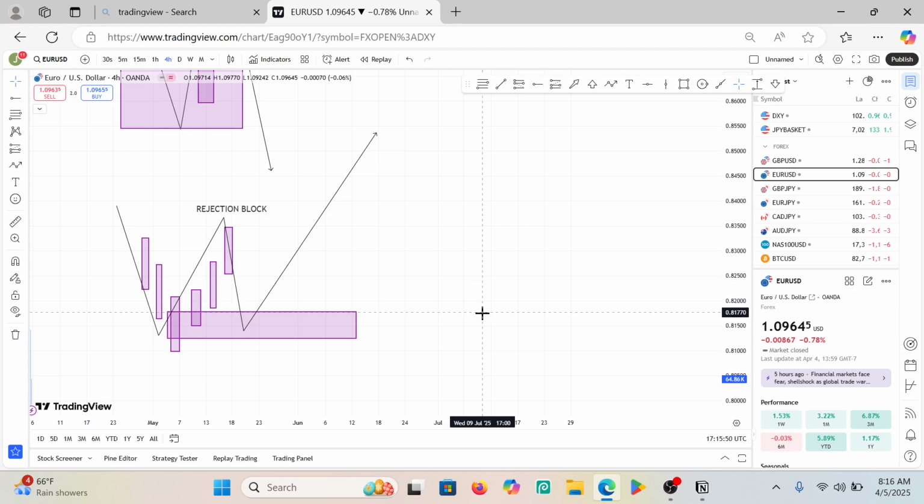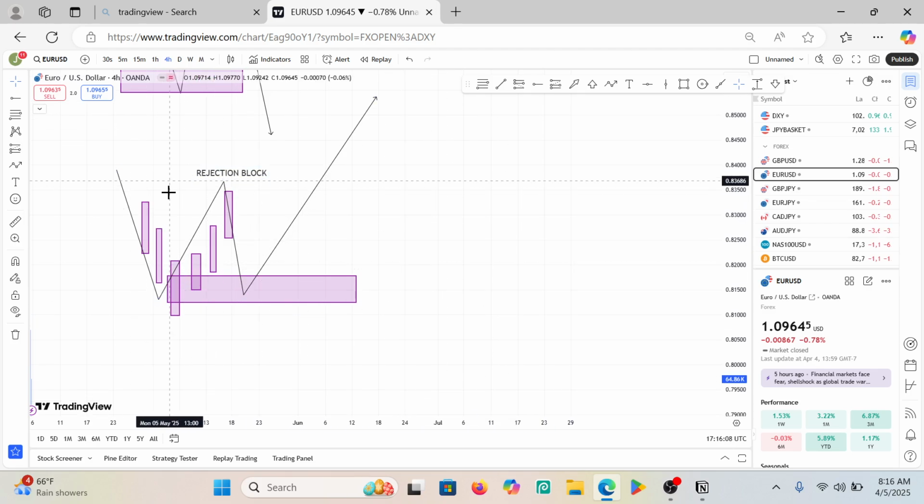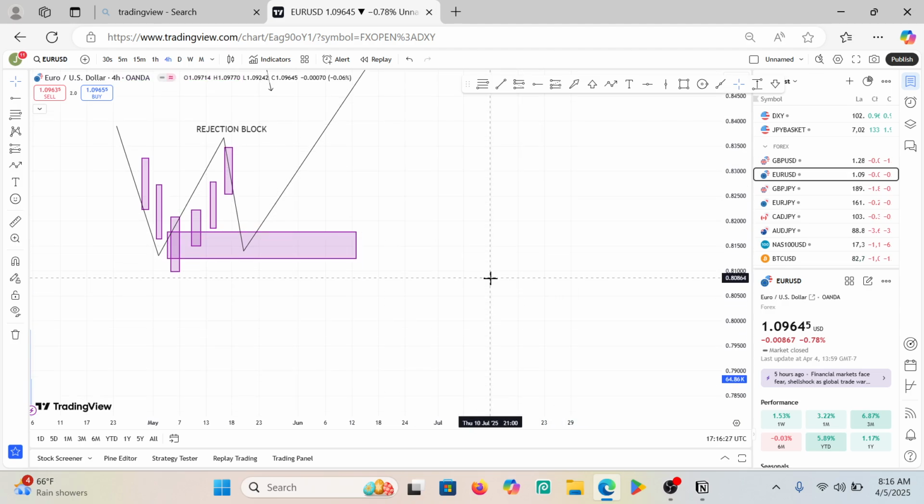A rejection block must have the longest wick, and it's the last sell candle when the market was on a downtrend. The opposite of this one is the same. This is a bullish rejection block. This is my assignment: do the opposite of this one. The opposite is a bearish rejection block.